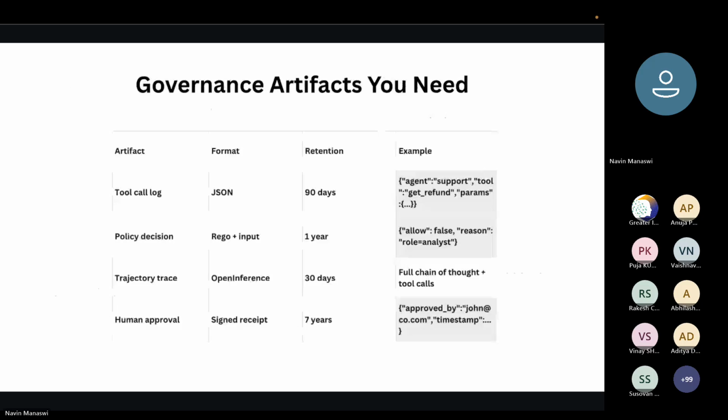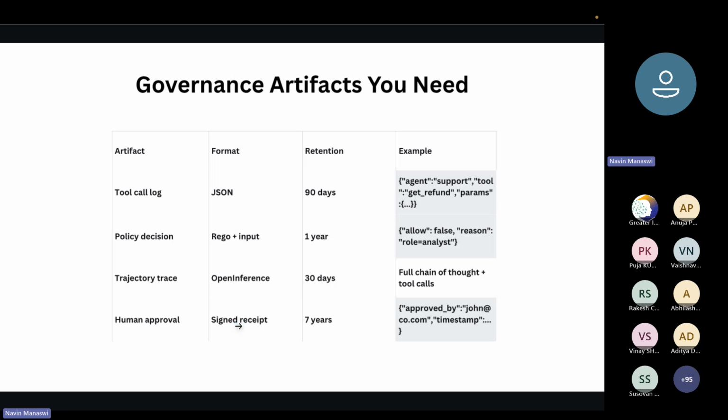Okay. Now, governance artifacts you need. You already know that in the policy decisions you have Rego code. We apply this Rego code, and this code will make the policy. Okay, trajectory score. This is a typical format. So policy is done in Rego logic. Tool call logs: logs will happen in JSON format, right? Then trajectory traces, OpenInference, and then we have human approval. So this is a typical format in which we handle it.